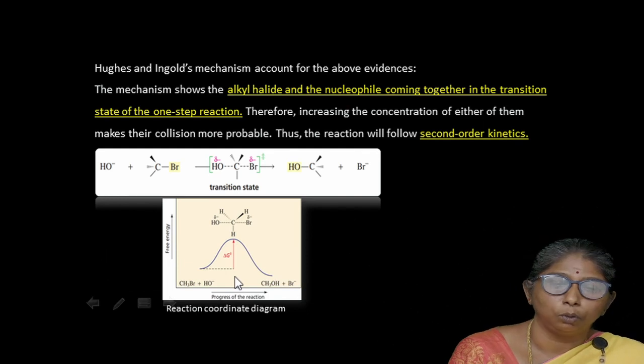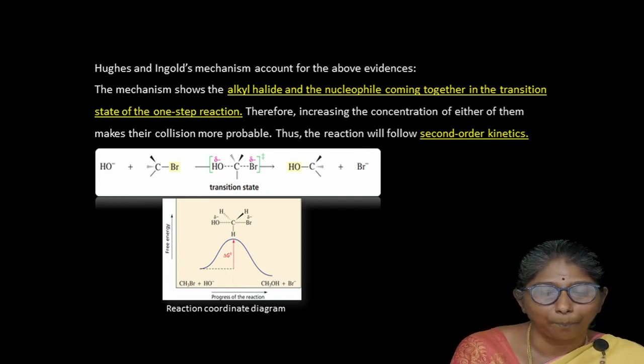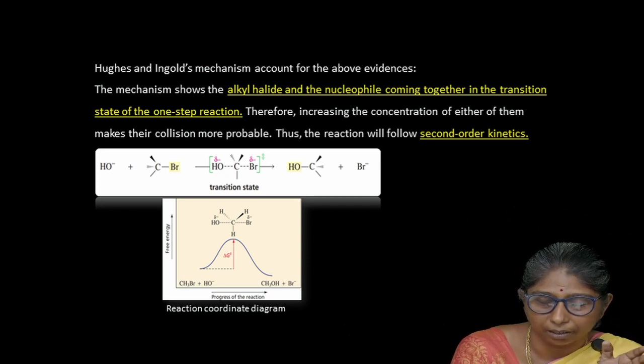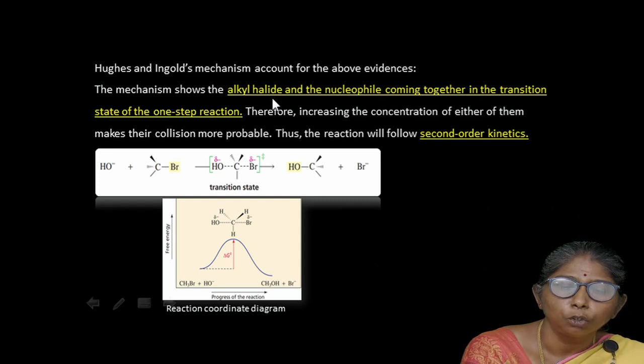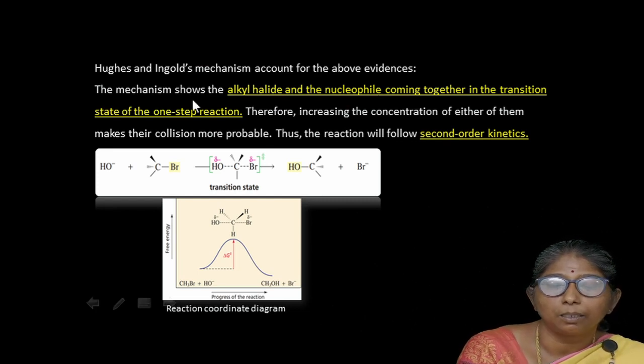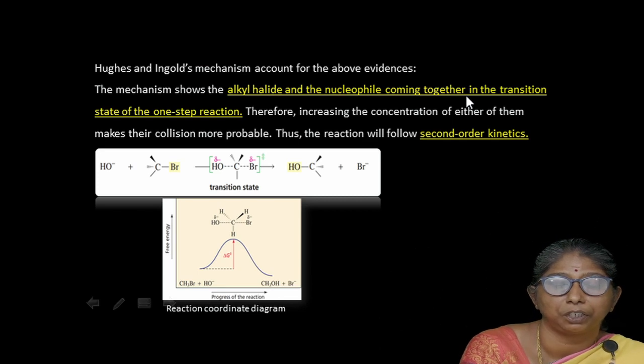Okay, now we'll move to see how Hughes and Ingold have given the mechanism according to the molecular orbital theory. That is the evidence given by molecular orbital theory. They supported it. See the mechanism, Hughes and Ingold's mechanism. The mechanism shows the alkyl halide and the nucleophile coming together in the transition state of the one-step reaction.